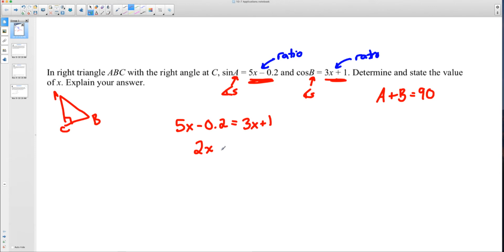That's 2x equals 1.2. Divide both sides by 2. And x is equal to 0.6.